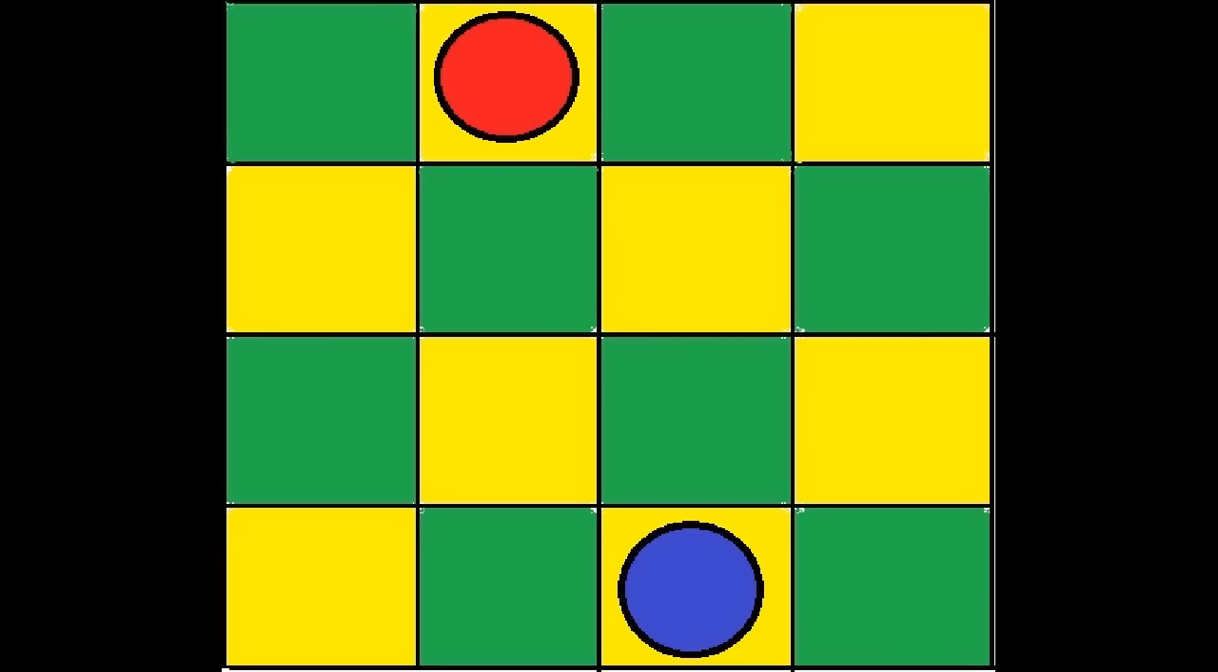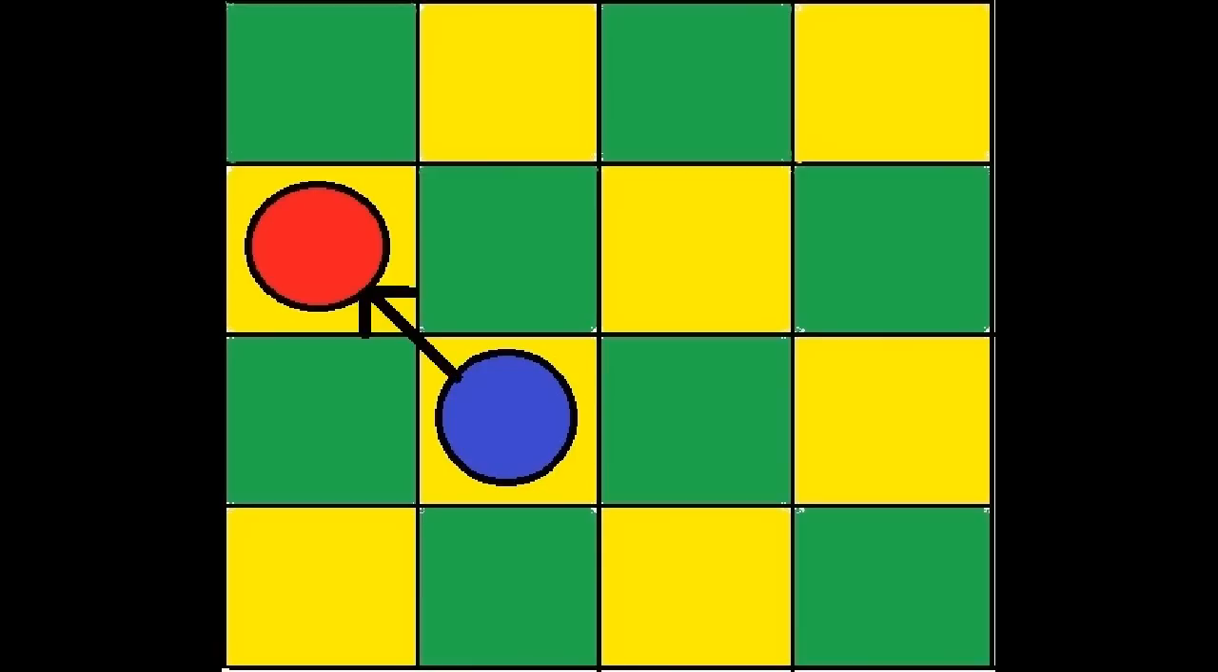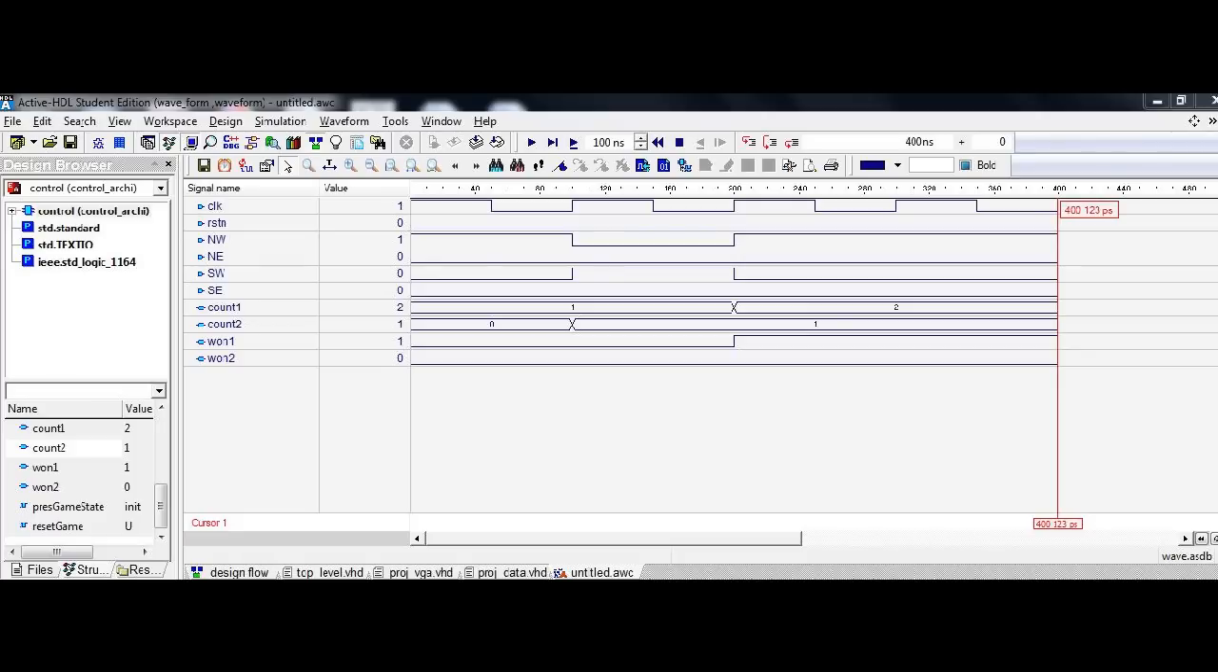Player 1 starts the game by moving northwest. Then player 2 responds by moving southwest. Next, player 1 seizes the chance and moves to kill player 2 by moving northwest. The simulated results are: the first 7 signals are the clock, reset, player select, and the directions. The count signal corresponds to the number of moves made by each player. The won signal goes high whenever the corresponding player wins.